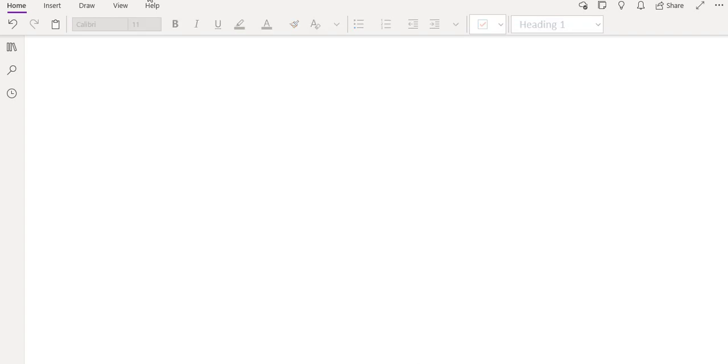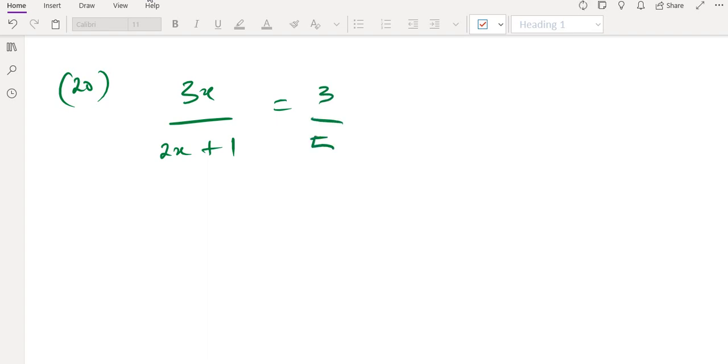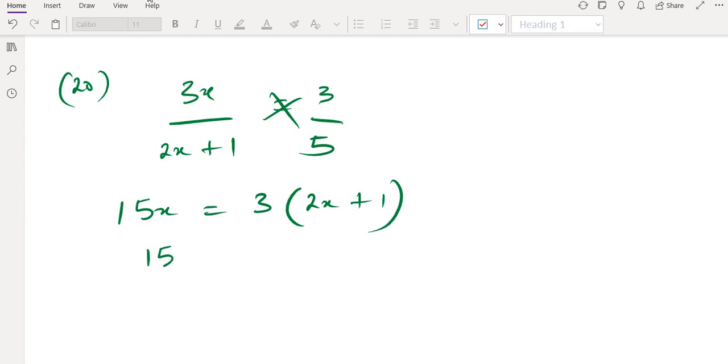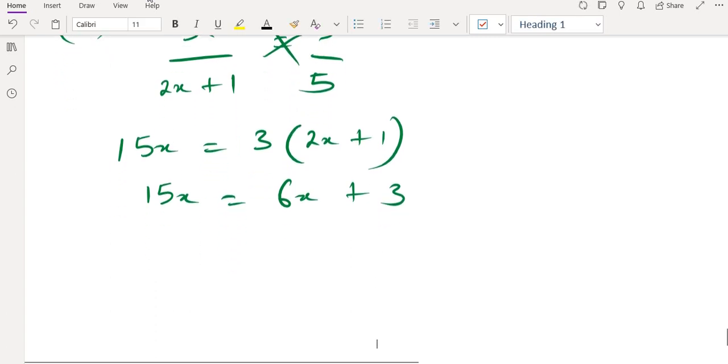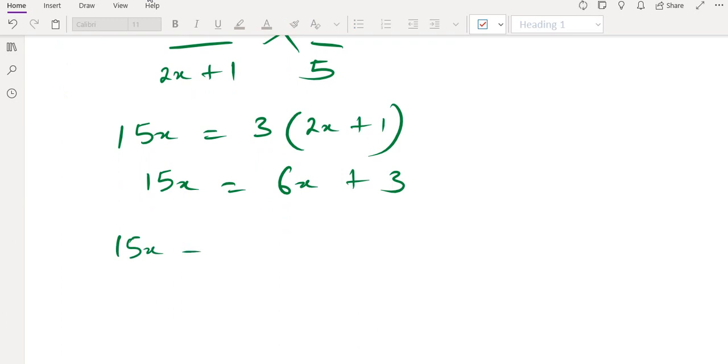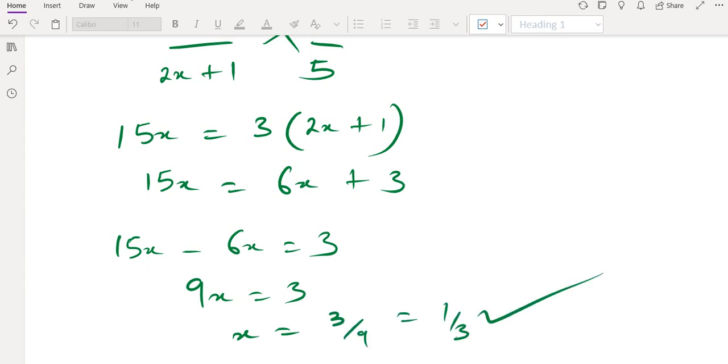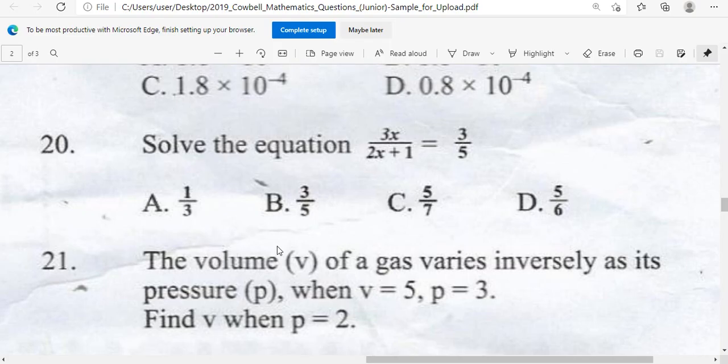Read the question. What do we do? That will be what? 3x + 2x + 1. Uh-huh. 3x = 6x + 3. What do we do? 1 over 10. Next question, so.